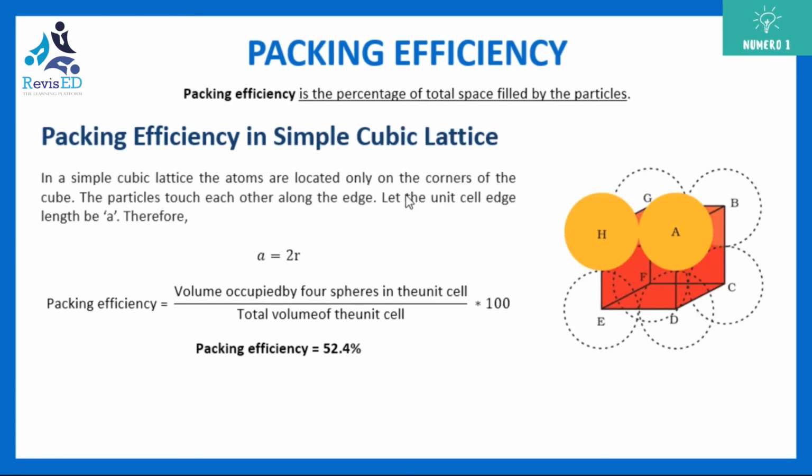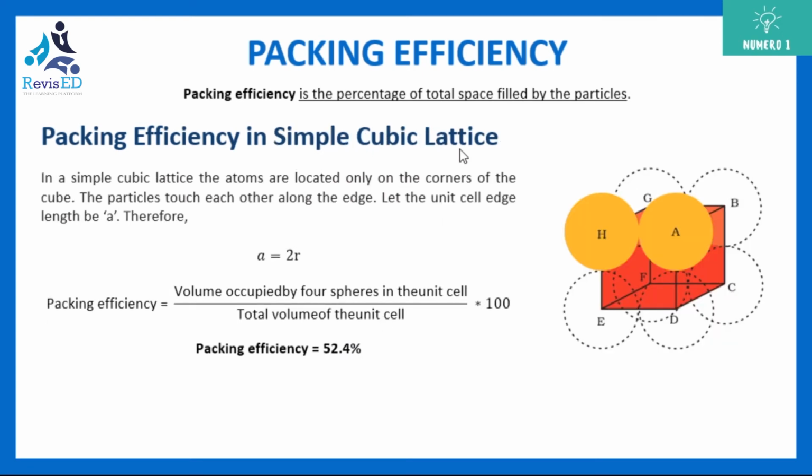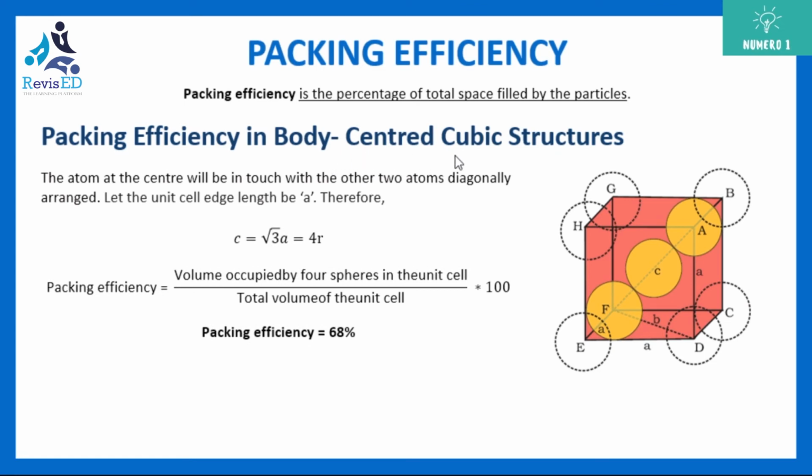You should remember this value, that packing efficiency in HCP, CCP, FCC is 74%. In case of simple cubic lattice, it is 52.4%. And in case of body centered structure, BCC structure, the packing efficiency is 68%.